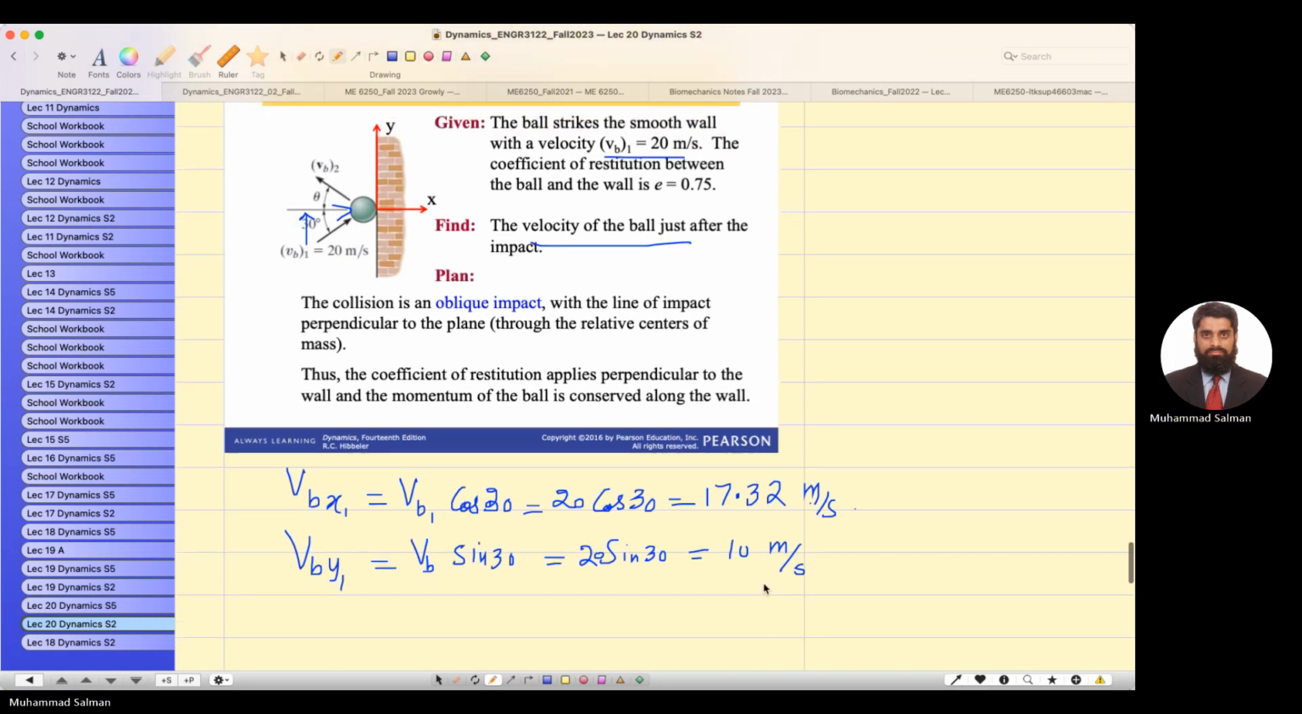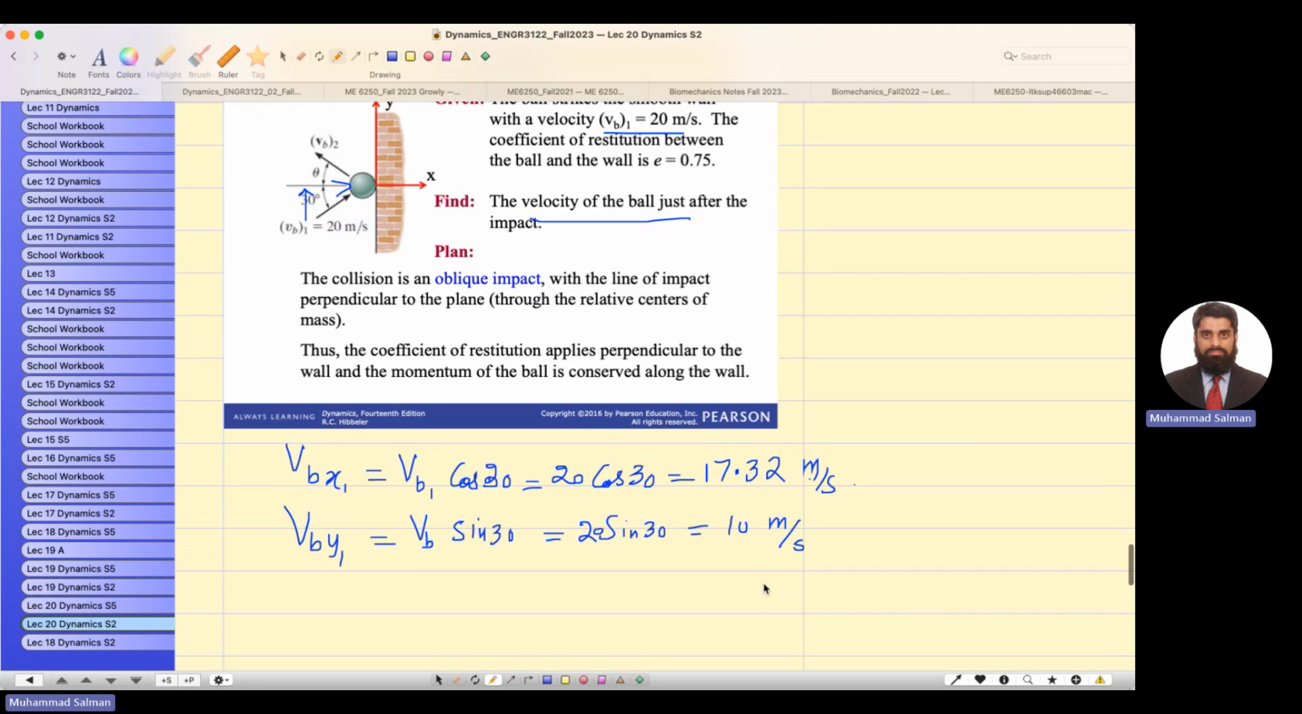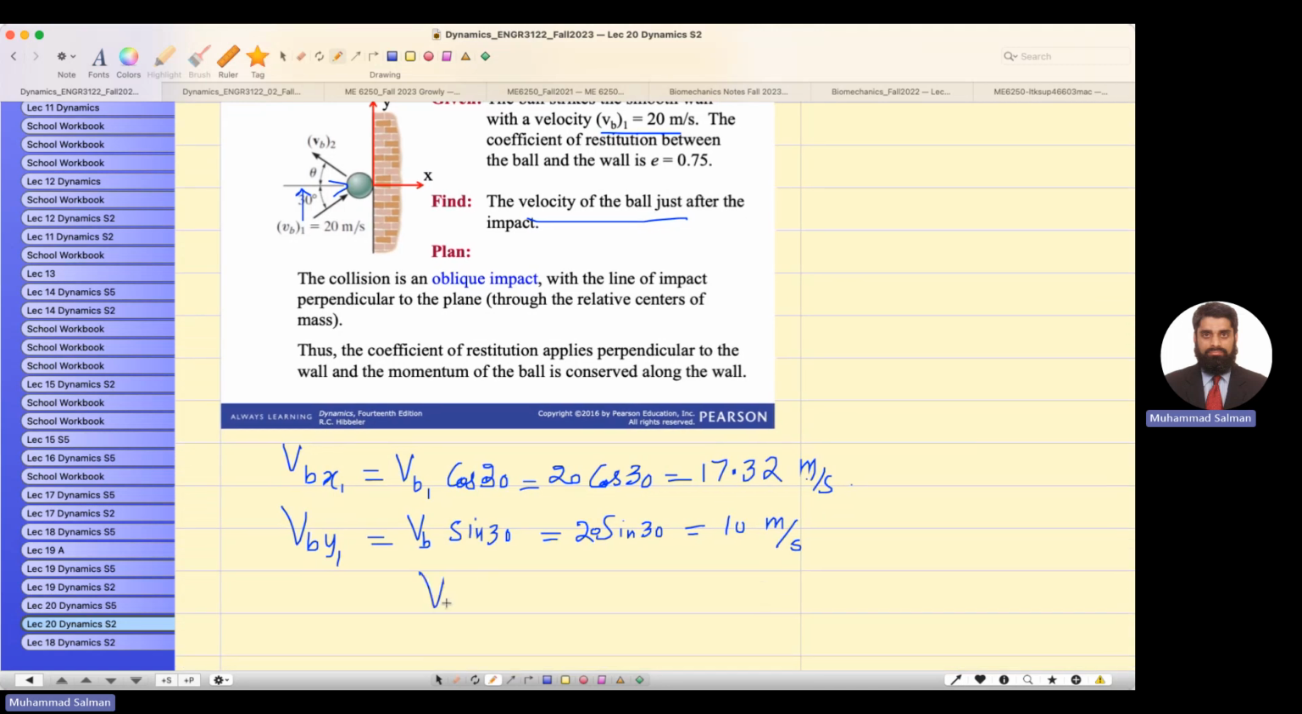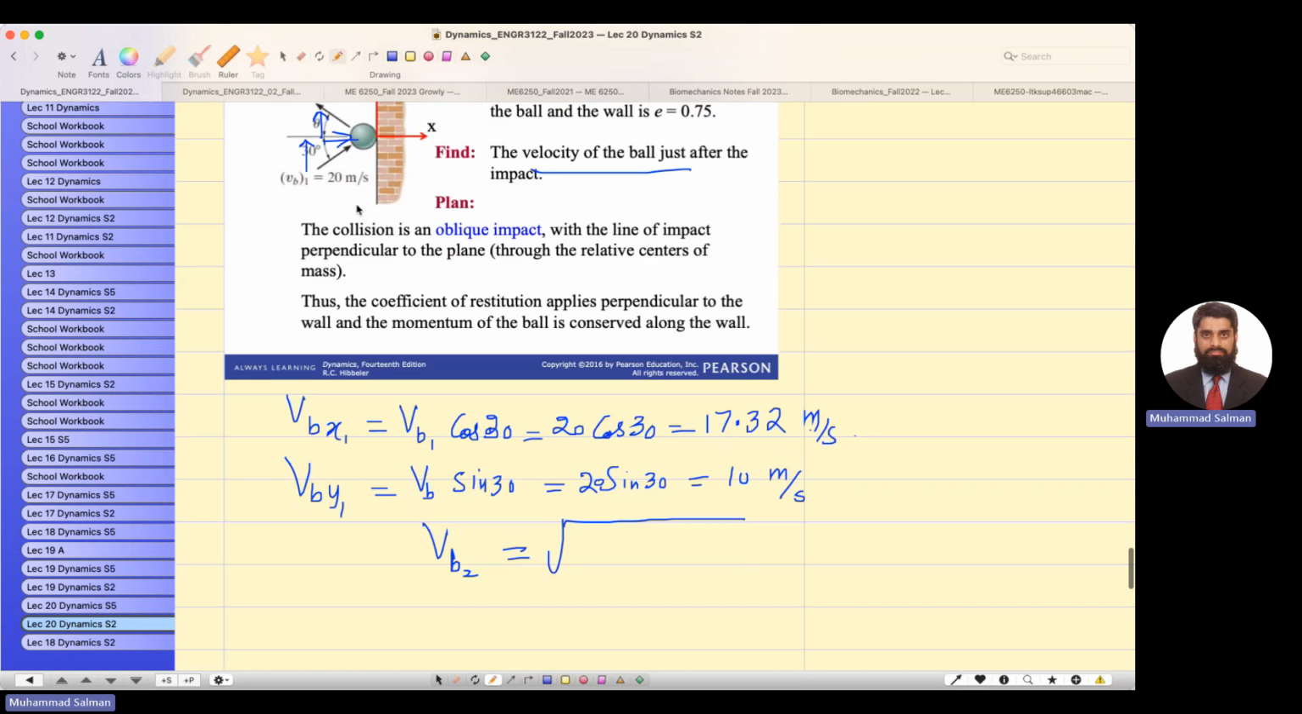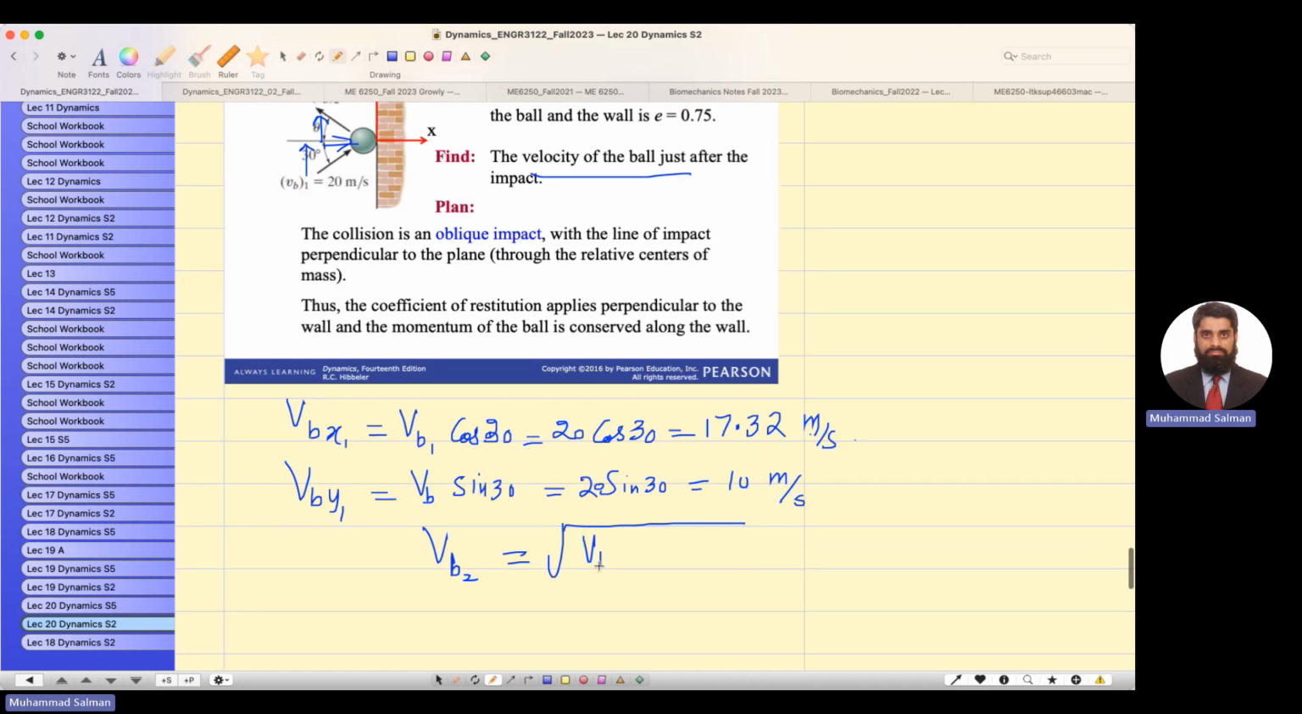Now, in order to find VB2, what do we need? A right angle triangle. You remember the rule of a right angle triangle, the magnitude formula? The Pythagoras theorem. You need the x component, VBx2 whole square, and VBy2 whole square. This is what you need.